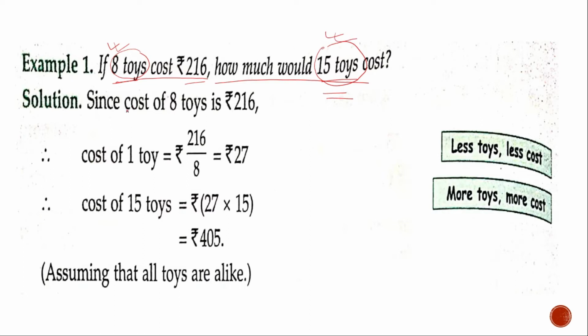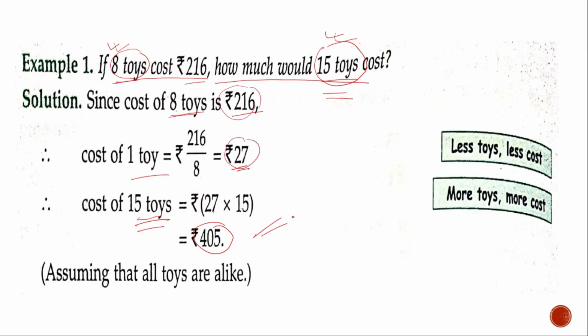Now come to the solution. Since the cost of 8 toys is rupees 216, the cost of one toy will be 216 by 8, that means 27. So the cost of 15 toys will be 27 into 15, that is 405. Here toys is given on both sides, so I have kept toys on the left hand side only, and the amount we need to find out, so I have written on the right hand side.